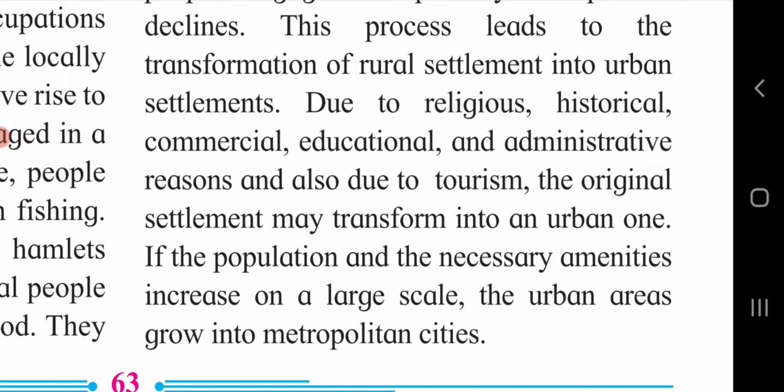So this is the development. Hamlets convert into rural areas, they convert into a town, then the town will be converted into a city, and then the city will be converted into a metropolitan city. This is the development of the city.